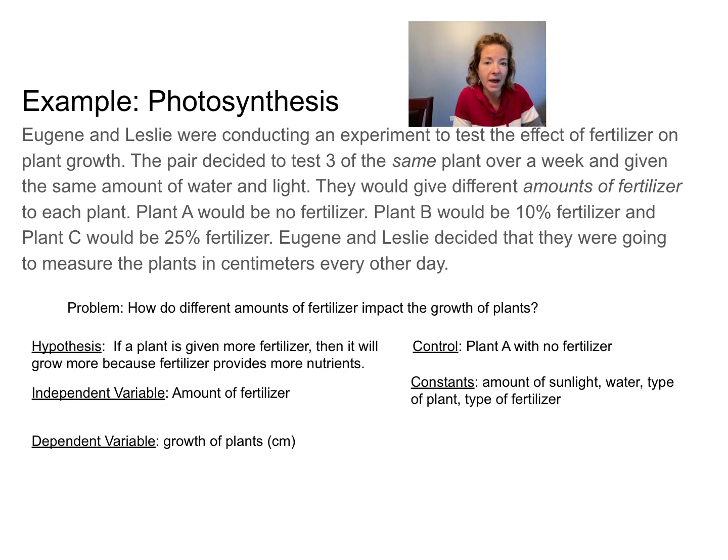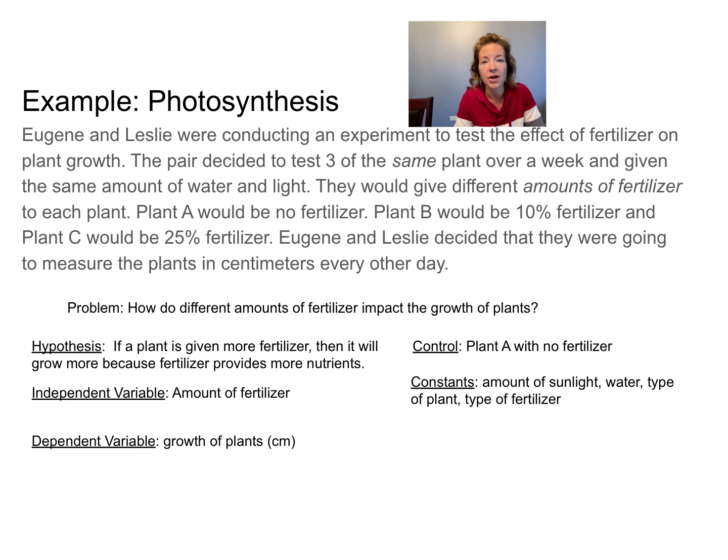When we write a hypothesis, the if part is what you are going to change. So what they're changing is the amount of fertilizer. So if a plant is given more fertilizer, the then part is your prediction of what do you think is going to happen to your data. Then it will grow more, and then the because portion says why. And the because is your reasoning part. So because fertilizer provides the nutrients.